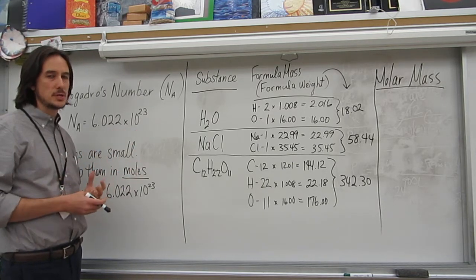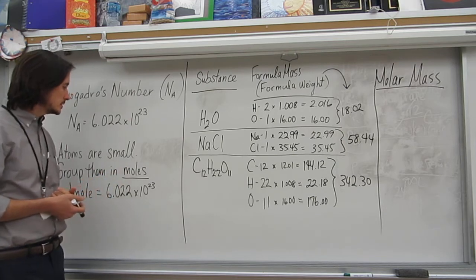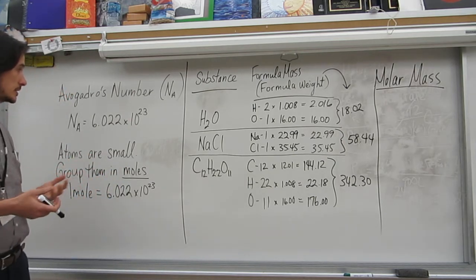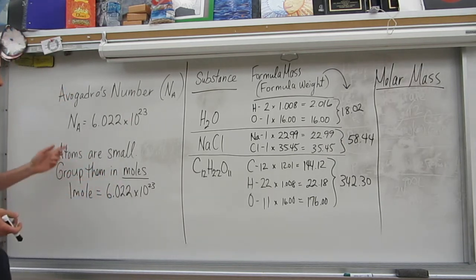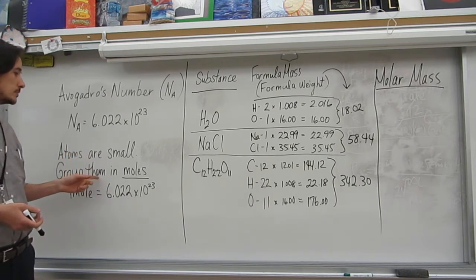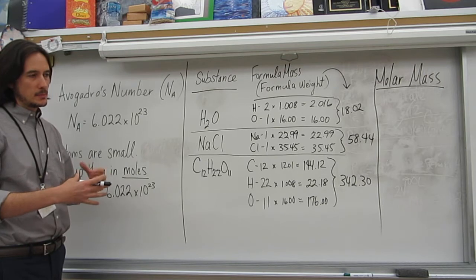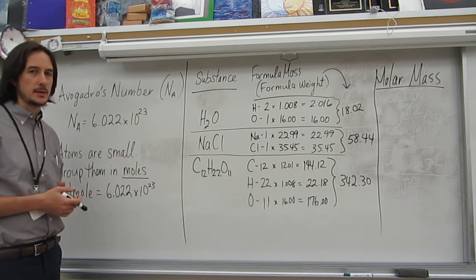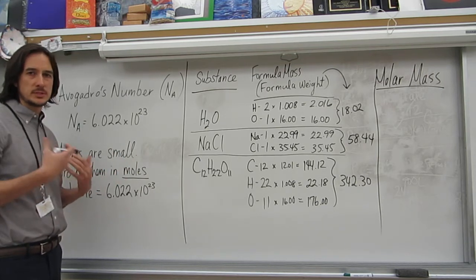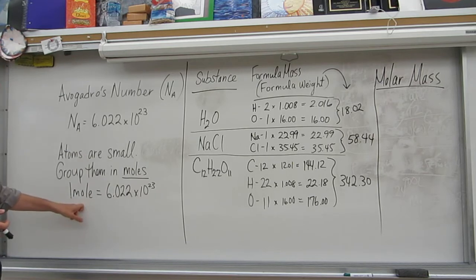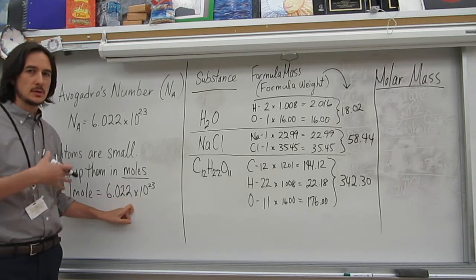So it's a huge number. You can't really understand that number. I can't understand that number. Maybe you can. But they're small, so we group atoms in moles to make the numbers that we're talking about more relevant to us. 1 mole is Avogadro's number of anything.